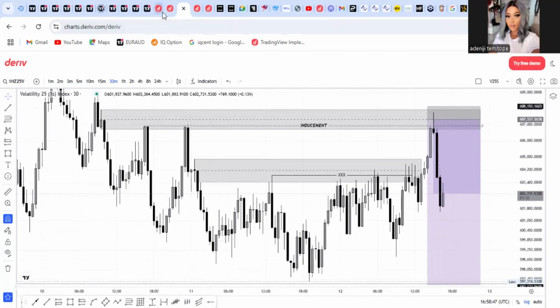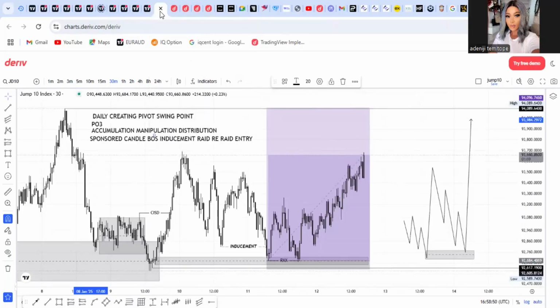All right, so this is all I have to explain to you in this particular class. I hope you get to use it perfectly well. Try to spot all of these entries. If you're not seeing it complete, do not engage. But when you see all of this forming complete and you see all these confluences, the confluence of power of 3, the confluence of daily creating a pivot swing point, you see your sponsored candle, you see your inducement, and it's going in the direction of the trend, you know that you're doing something right. You can leverage on it very well and make as much money as possible.